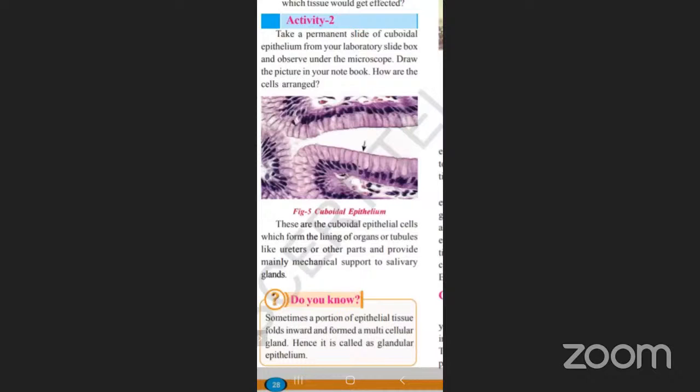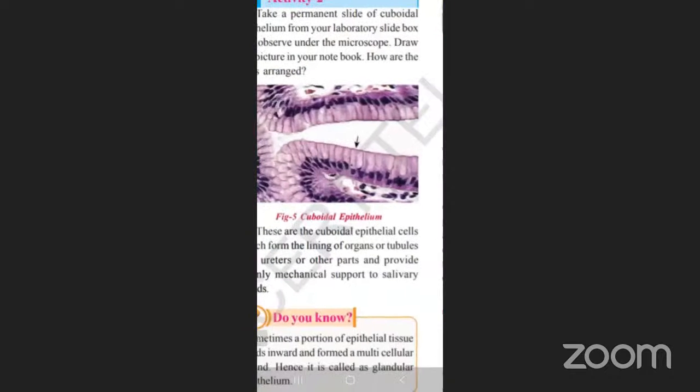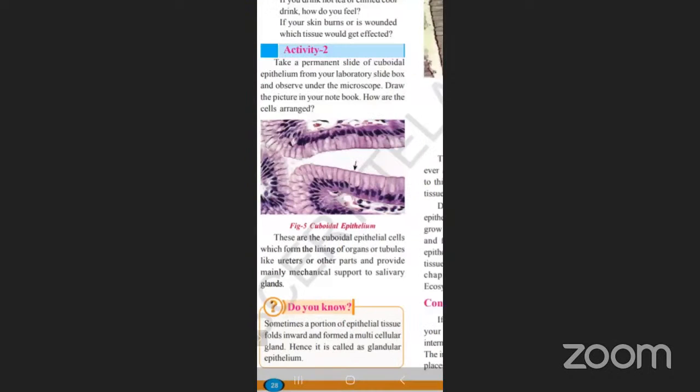These are the cuboidal epithelial cells, which form the lining of organs. See here, everyone is covering only, but in particular places here we are going deeply. These are the cuboidal epithelial cells, which form the lining of organs. Cuboidal tissue covers the organs, so we can expect cuboidal tissue to be present in the lining of organs.